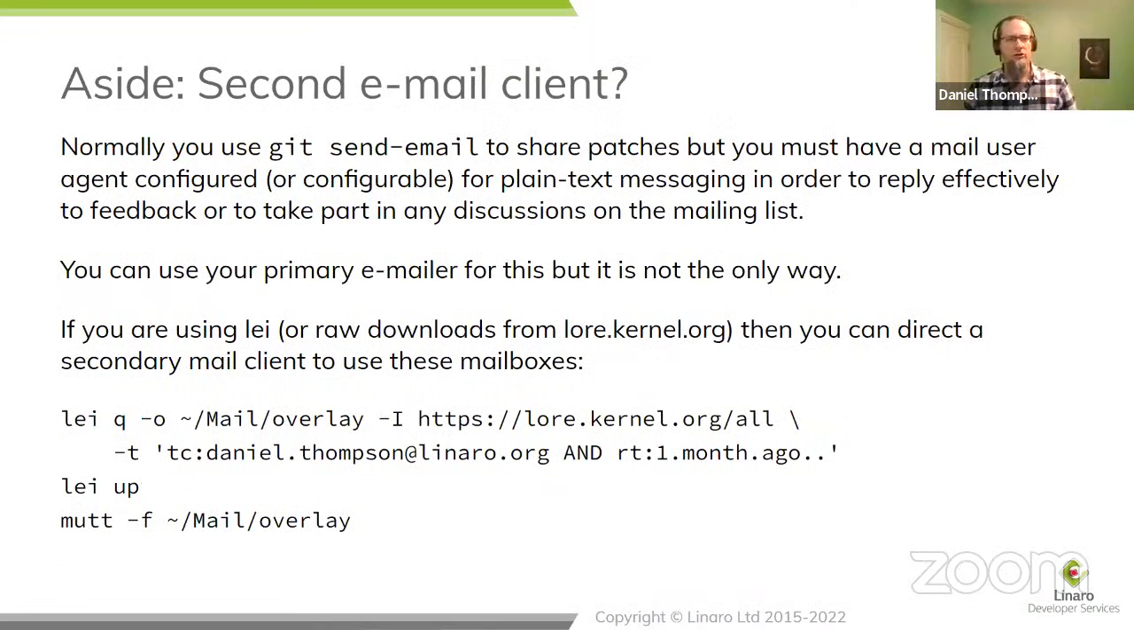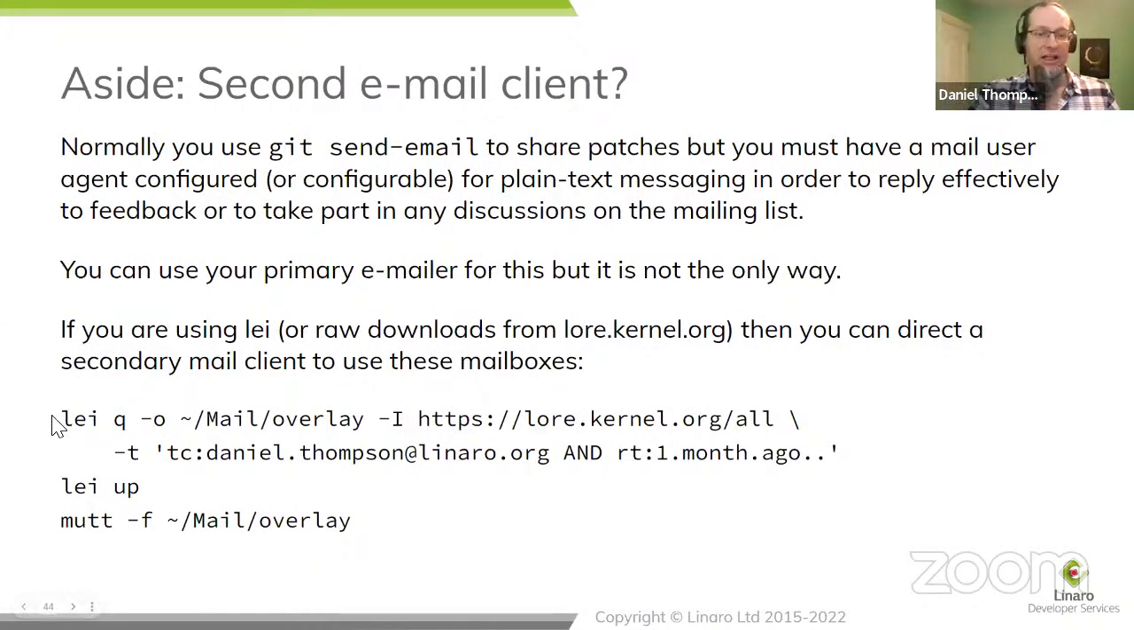Just to show you something freaky that you could do with lei if you really wanted to, we normally suggest we use git send-email to share patches. And we also tell you that you need to have a mail user agent configured for plain text email in order to comply with the expectations. One option that's very common is to configure your primary emailer so it's possible to send text-based email. And that's a perfectly reasonable way to work. The other way you could view things is to have a secondary email client. And you don't even have to teach that email client how to read your company mail. You can use lei to handle it.